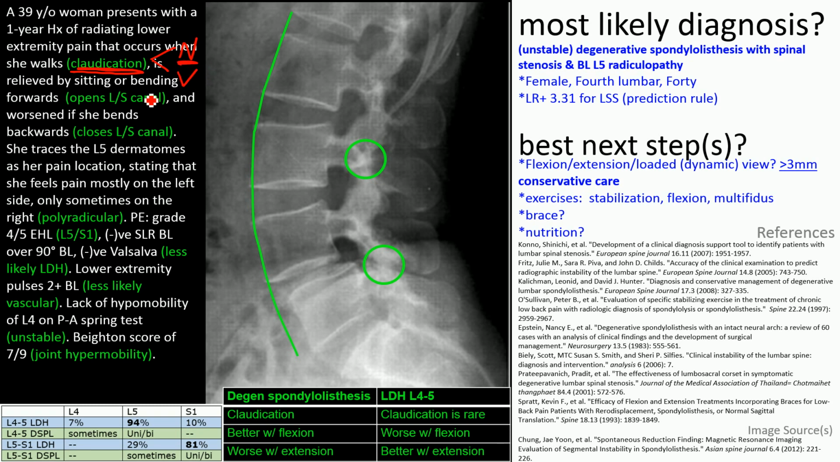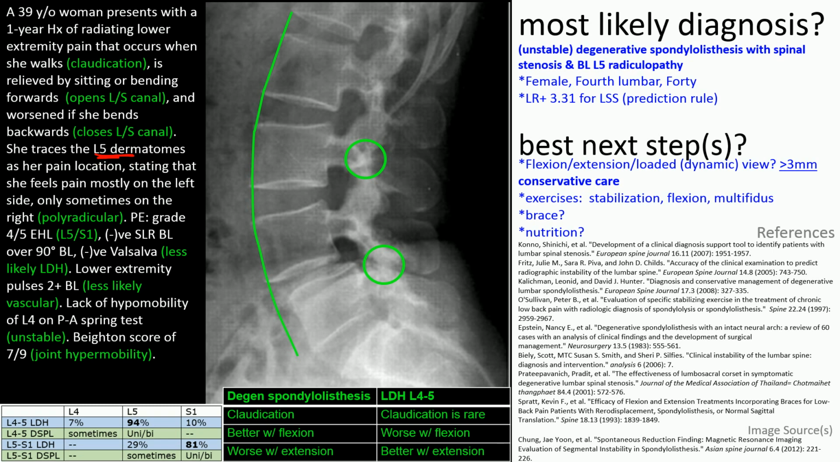The reason why you know this is because there's a directional preference. It's relieved by sitting or bending forwards, and the reason why is when you do those activities, it actually opens up the lumbar spinal canal. On the opposite side of that, when she bends backwards, it closes the lumbar spinal canal and makes her pain worse. She's telling you that the pain is on the outside of the thigh, the anterolateral leg, and the dorsum, or the top of the foot, and we interpret that as the L5 dermatomes approximately.